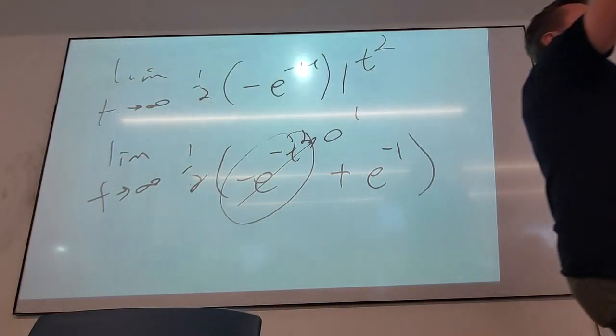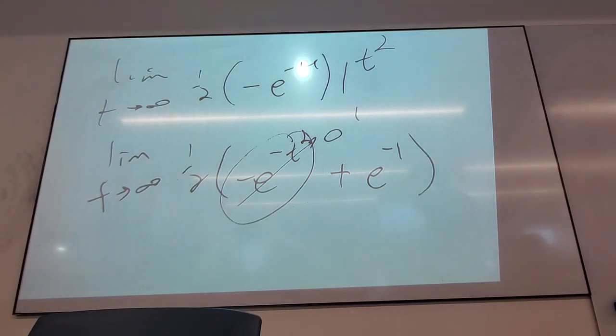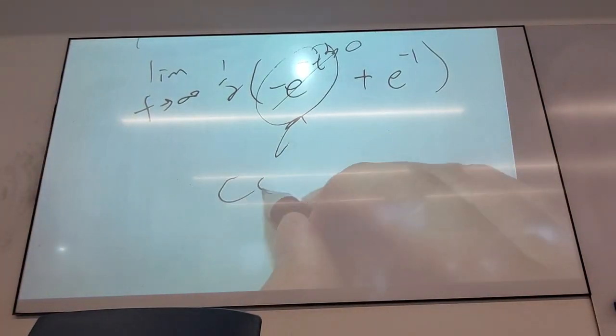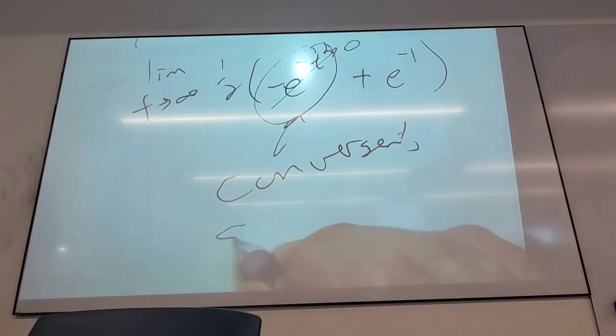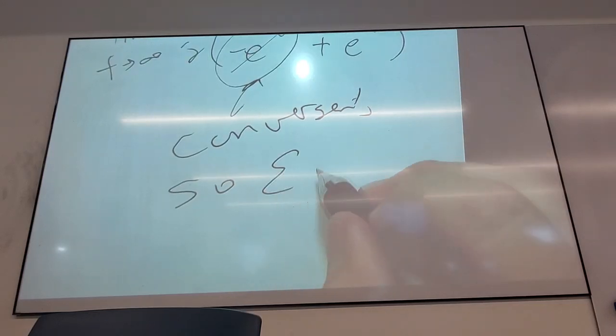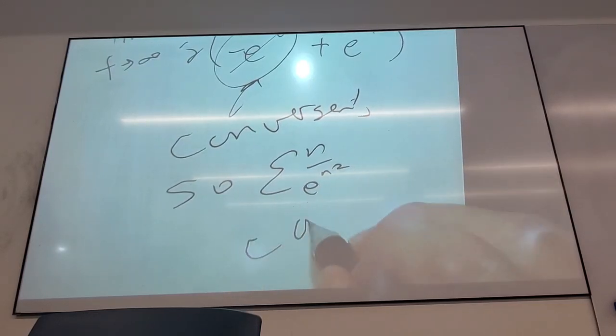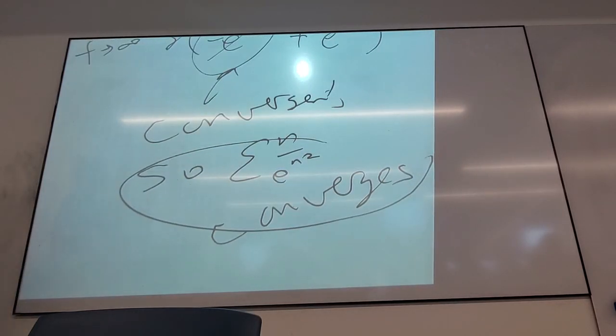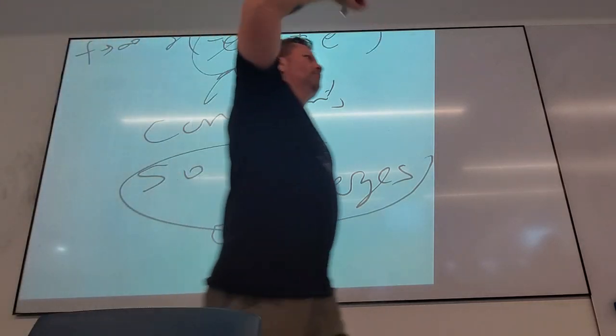So my integral did what? Converged. So my original series does what? Converges. So you could say this: convergent. So the sum of n over e to the n squared converges. Since the integral converged, the original sum converges.